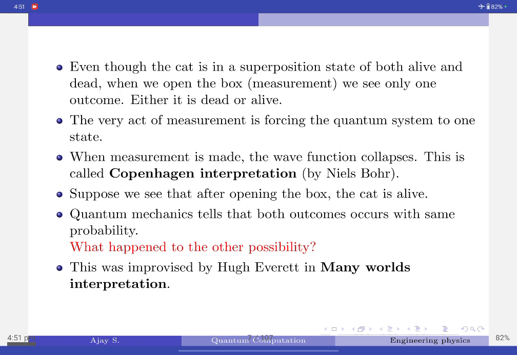Quantum mechanics tells us that both outcomes occur with the same probability. So, what happened to the other? Well, the reduction of the wave function is not explained by quantum mechanics. So, this was improvised by Hugh Everett in his many worlds interpretation, saying when a measurement is made, the worlds split, and in one universe the cat is alive, in the other it's dead. So, both the possibilities are taken into account.